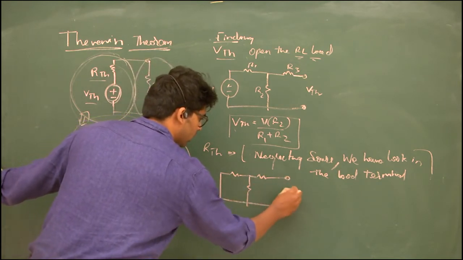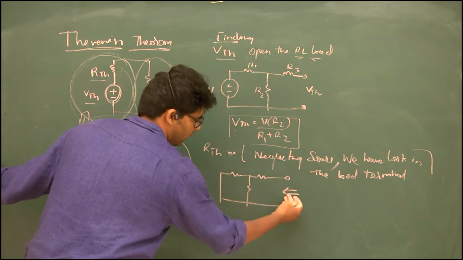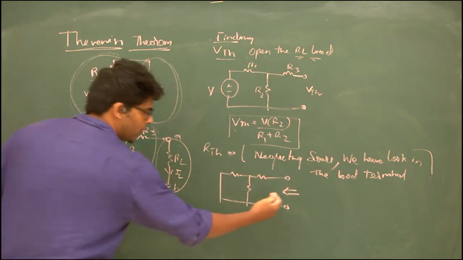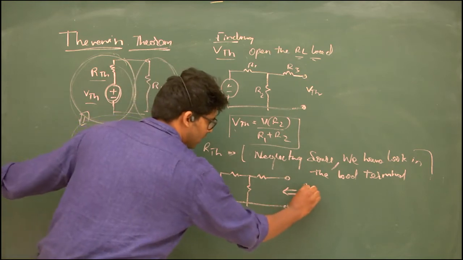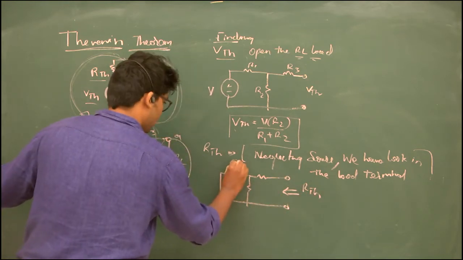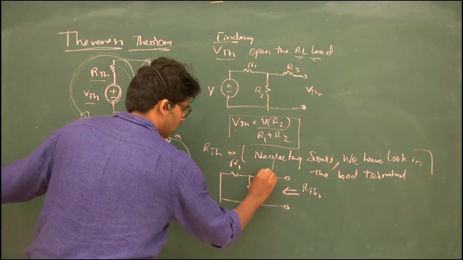Then we look from the terminals, if I keep the arrow from outside to inside, looking from here, that is R Thevenin. That is the value in terms of R1, R2 and R3.